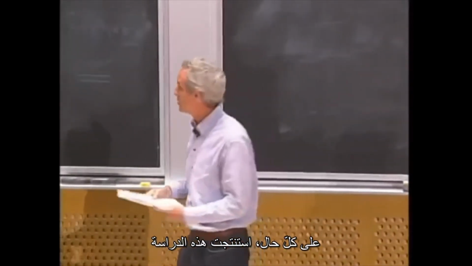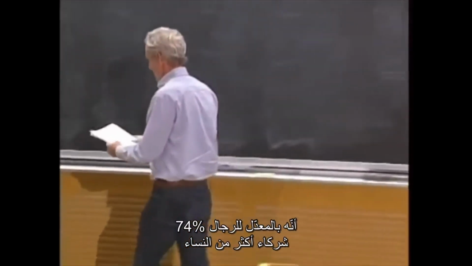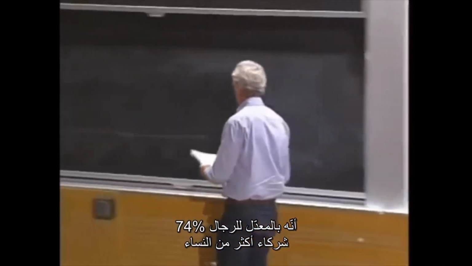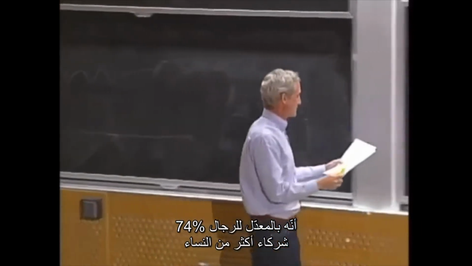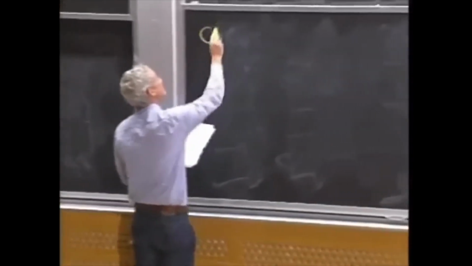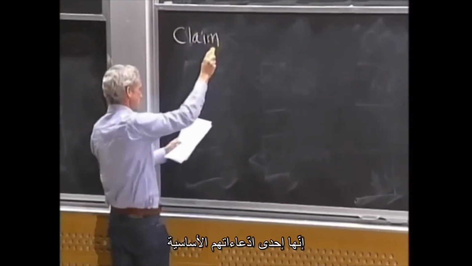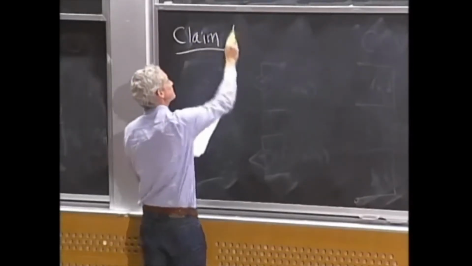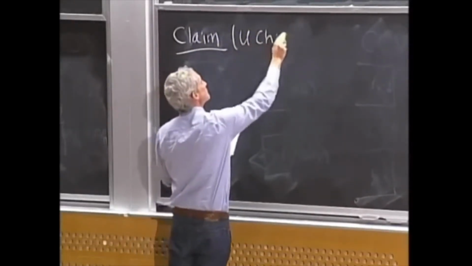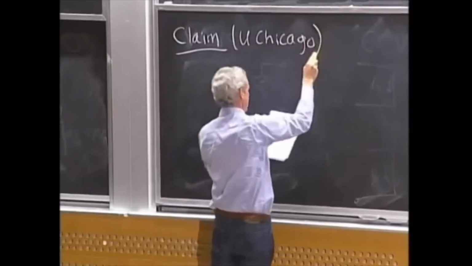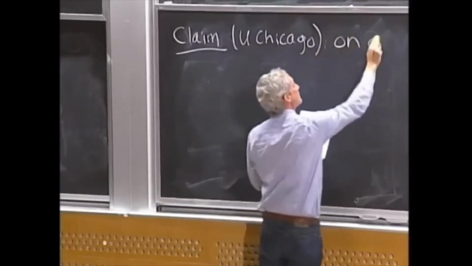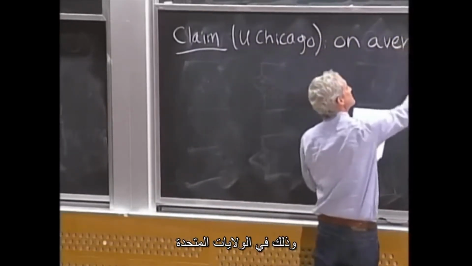Anyway, this study concludes that, on average, men have 74% more opposite gender partners than women. That is one of their central claims. And this is in the US.